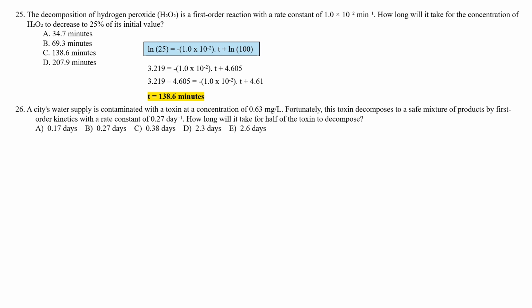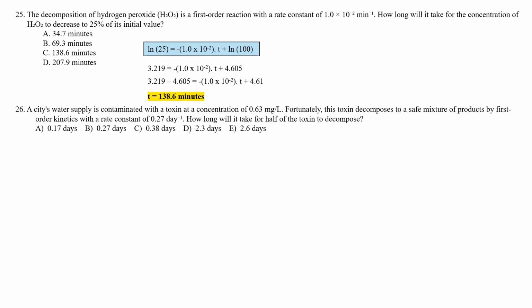Next question. The city's water supply is contaminated with a toxin. Initially, the concentration of the toxin in water is 0.63 milligrams per liter. Fortunately, this toxin decomposes to a safer mixture of products by first order kinetics with rate constant 0.27 per day. How long will it take for half of the toxin to decompose? Half of the toxin means initially 0.63, so the final concentration should be 0.63 divided by 2, the half of that.